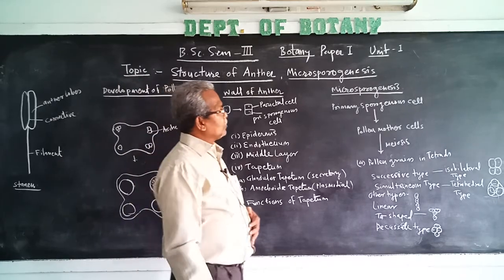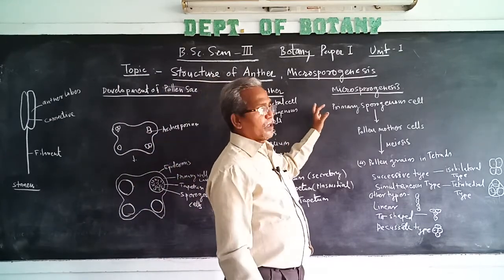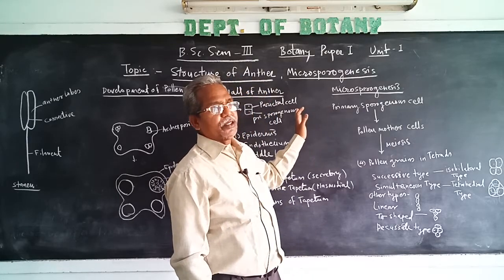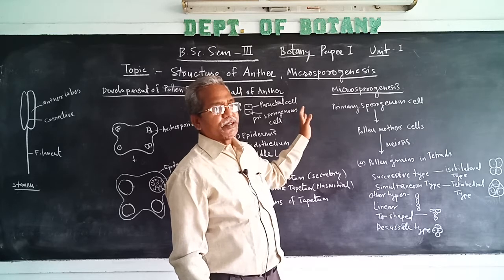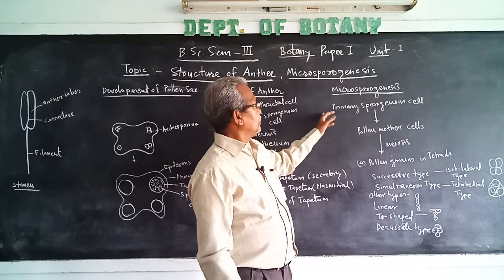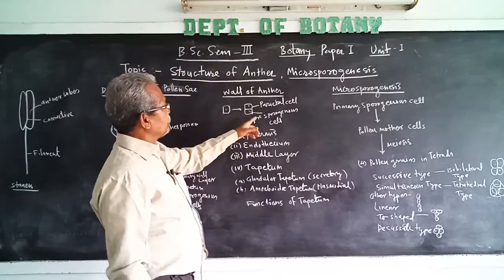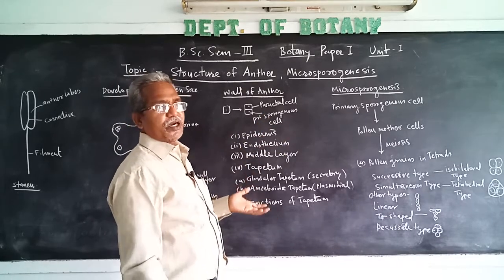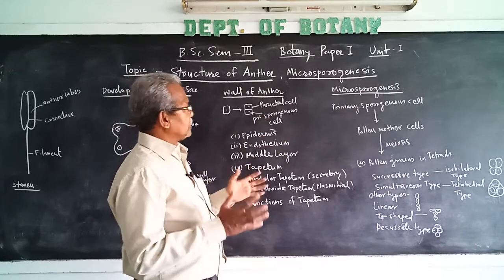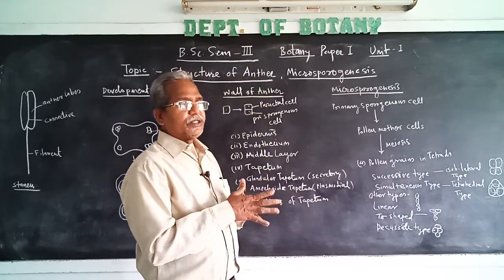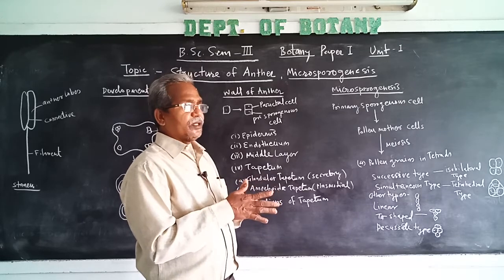Then microsporogenesis. What is microsporogenesis? It is the formation of pollen grains from the pollen mother cell by meiotic division. The primary sporogenous cell divides mitotically and forms a mass of pollen mother cells or sporogenous cells, which are diploid in nature.